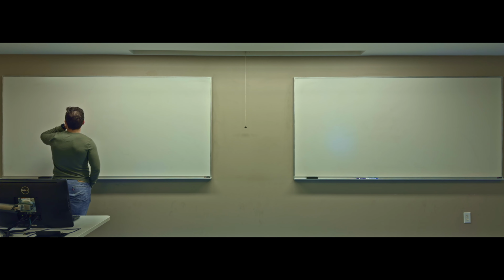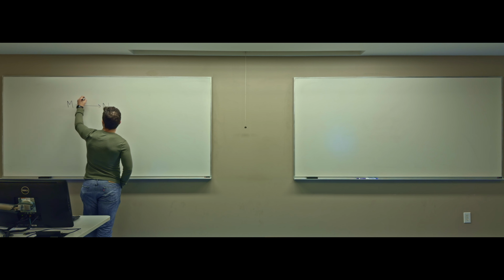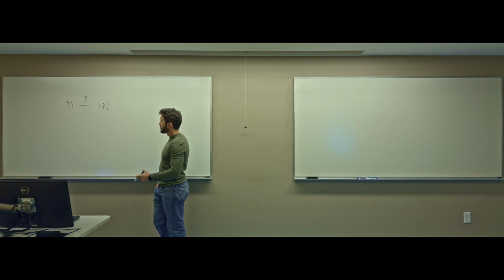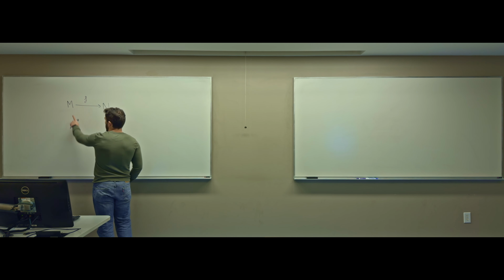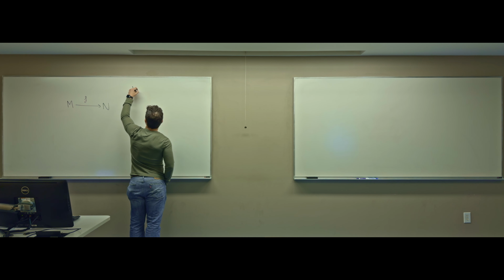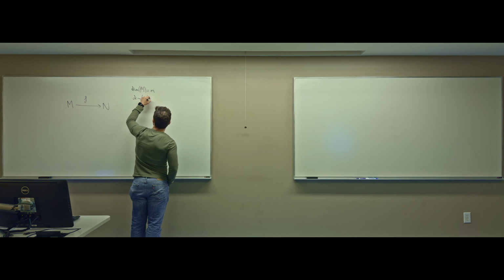So if you've got a function from M to N, call this f, and it's a smooth map. M and N are both smooth manifolds. Namely, this is dimension m, this is dimension n, so we have this property. Just distinguishing the dimensions of each of these manifolds.